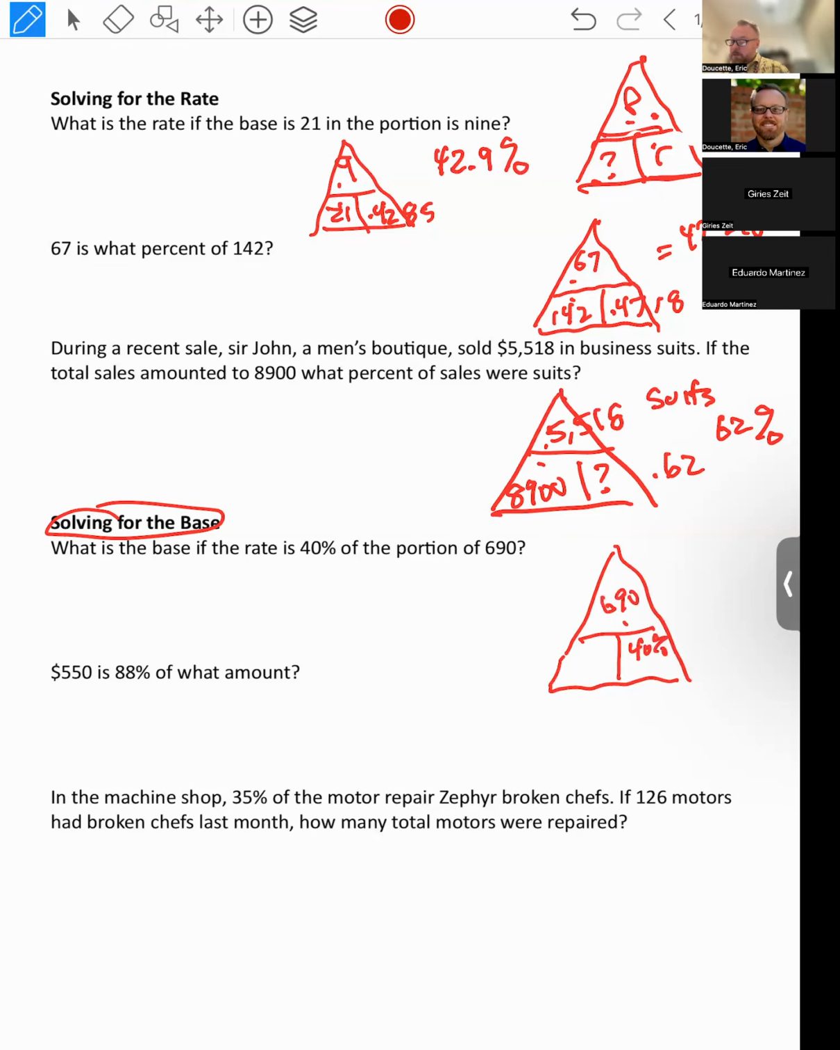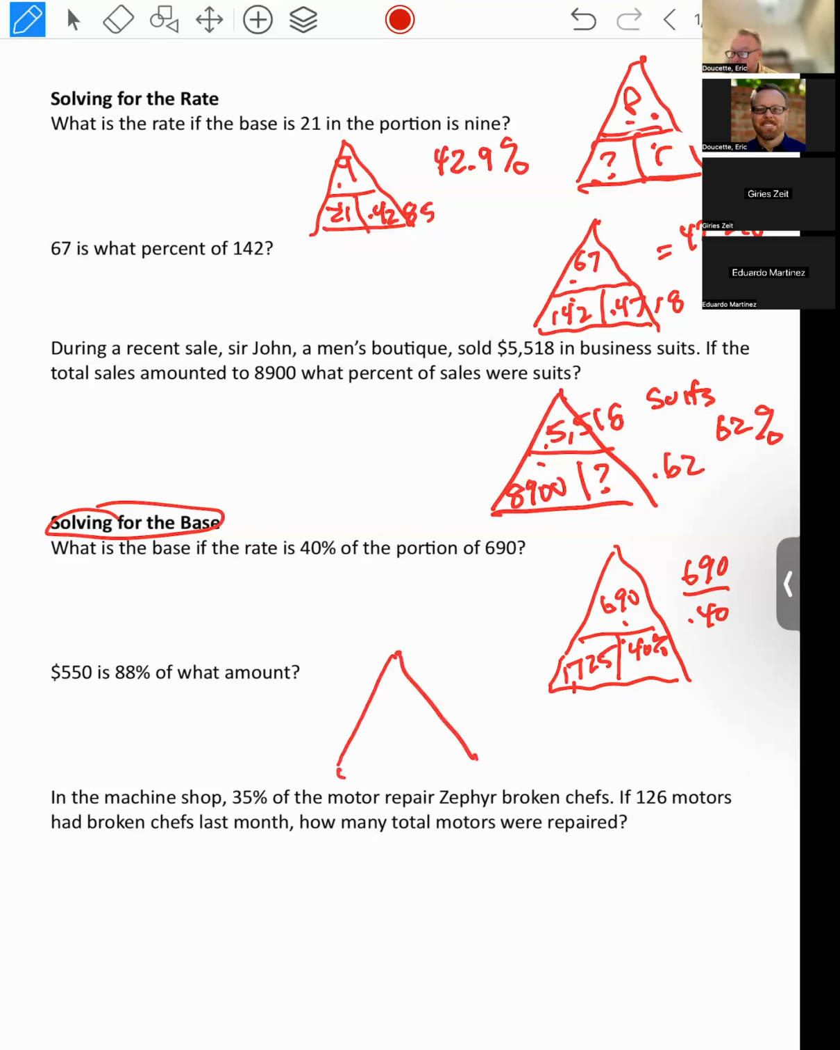But before we can do the math, we need to convert that to a decimal. So we take the 690 divided by 0.40. That gives me a total of 1,725. So what that's saying is 690 is 40% of 1,725. And that's how we got our base. What was the total? We don't know, but we know the portion, we know the rate, so we can figure out what the base is or what the whole amount was.